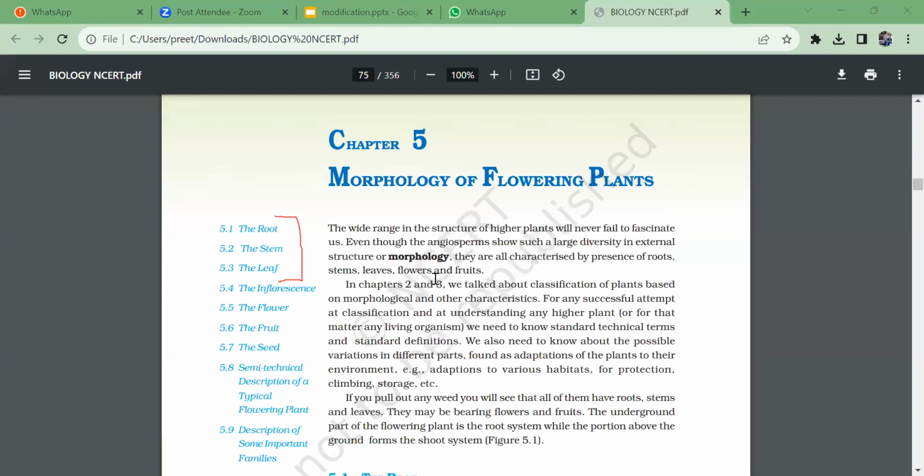In chapters 2 and 3, we talked about the classification of plants based on morphology and other characteristics. For any successful attempt at classification and understanding any higher plants, we need to know the standard technical terms and the standard definitions. So now we are going to study morphology. What are we doing in this chapter? We are studying the correct technical terms.